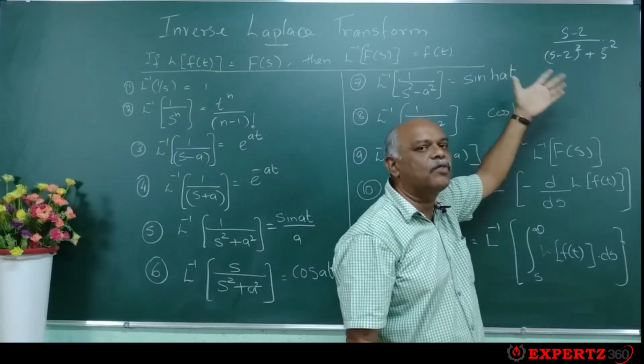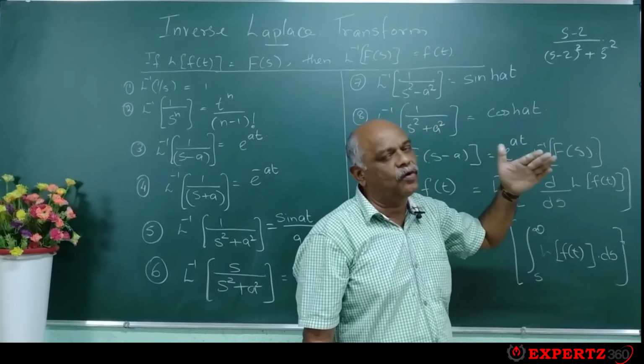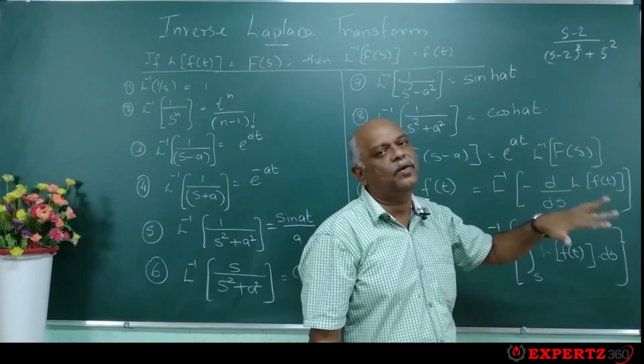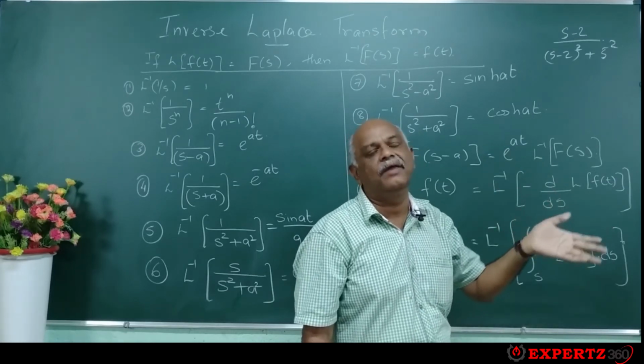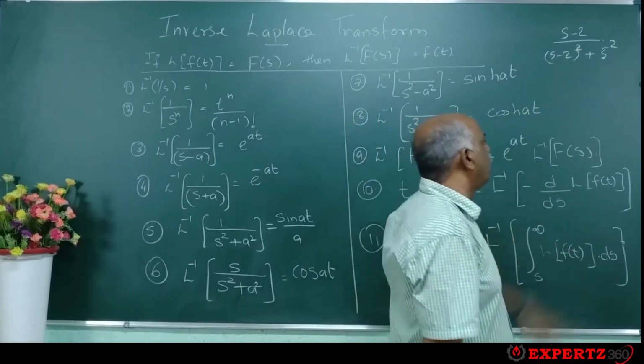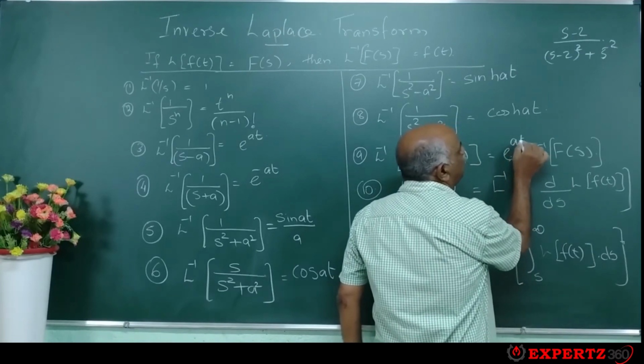Suppose it was cos at, it would have been s divided by s square plus a square. Suppose e raised to bt into cos at, that means all the s will be replaced by s minus b. Similarly, that means this 2 has to go off. So what is the formula that comes? It is e raised to at, e raised to 2t.